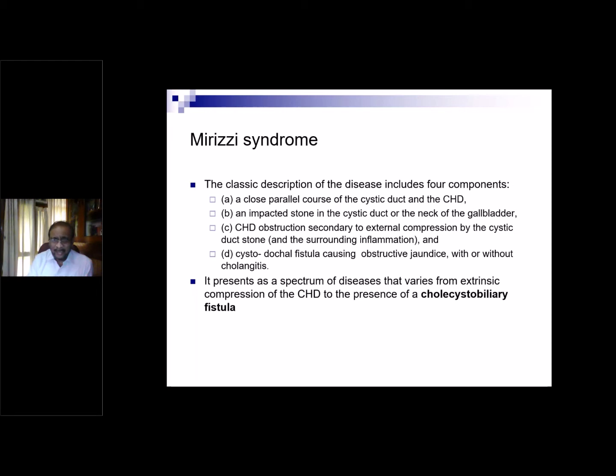So the classic description of the disease includes 4 components. Number 1, a close parallel course of the cystic duct and the CHD, an impacted stone in the cystic duct or the neck of the gallbladder, CHD obstruction secondary to external compression by the cystic duct stone and the surrounding inflammation, and a cholecystocholedochal fistula causing obstructive jaundice. So these are the 4 stages of Mirizzi syndrome. Don't forget that, right?